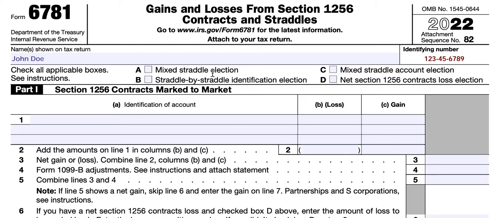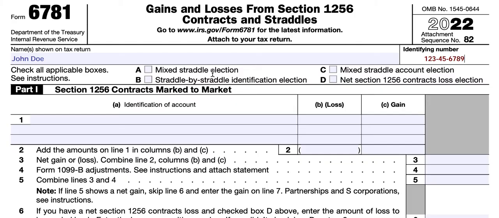So if you checked box A in a prior year, you'll be checking box A in subsequent years as long as you hold that position.